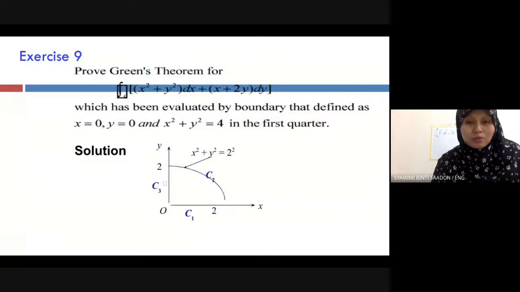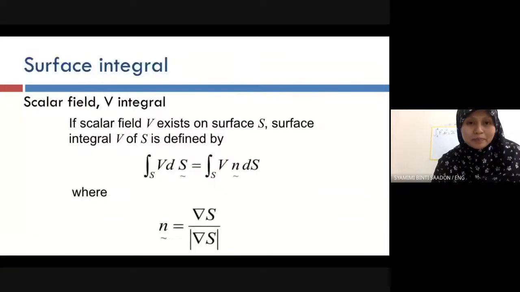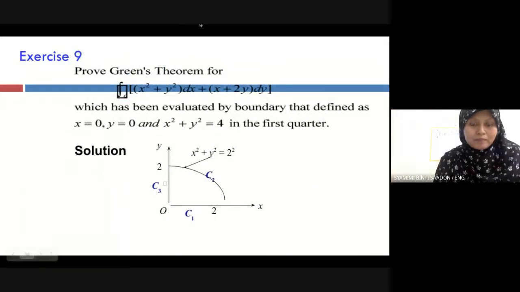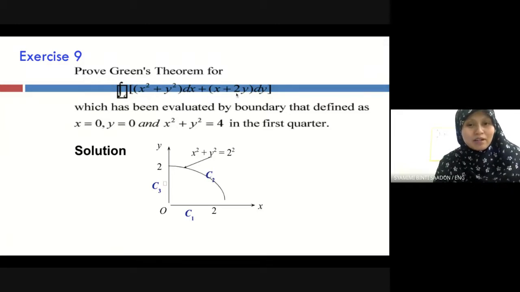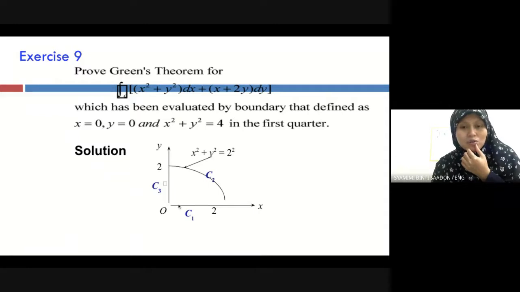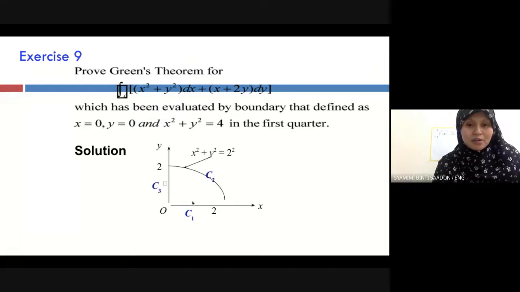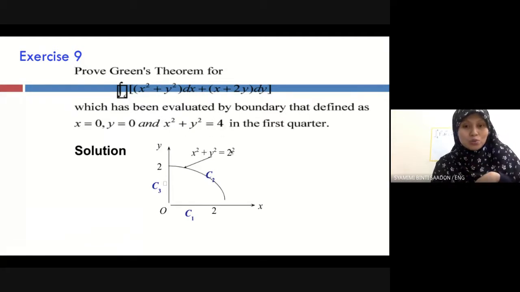So to prove Green's theorem, imagine we have this function x squared plus y squared plus x plus 2y. The boundary is defined as x equals 0, so we only consider x at the line x equals 0, y equals 0, and x squared plus y squared. So this is like a circle with a radius of 2.